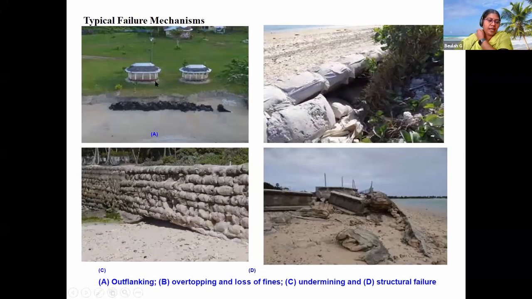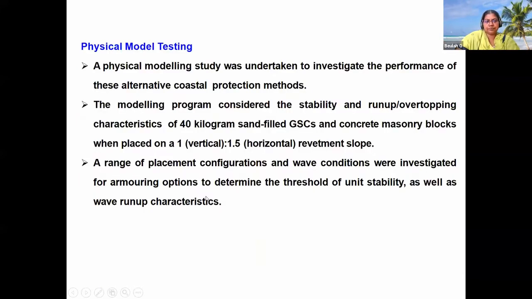Here you have the outflanking, and you have the overtopping. See here, you can see this example, the overtopping. The sandbags have collapsed, one over the other, and have fallen outside. So here it's an undermining. Can you see here? The water seeps inside, and so erosion has happened underneath the sandbags.